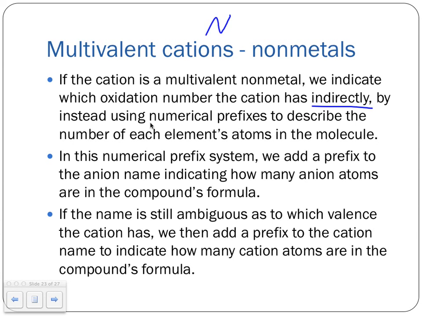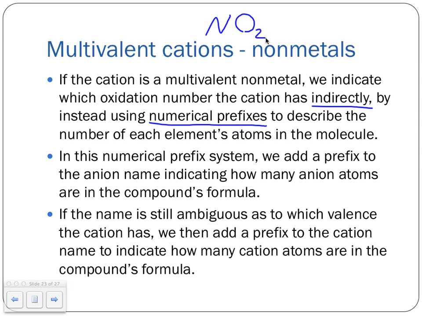Instead, we're going to use a system called the numerical prefix system to describe the number of each element's atoms in the molecule. In this numerical prefix system, we add a prefix to the anion name indicating how many anion atoms are in the compound's formula. If we had an O2 right here, normally if this were not multivalent, it would just be nitrogen oxide. We're going to add a prefix in front of the oxide that tells us how many oxygens, in this case 2 oxygens. So we would say nitrogen dioxide for this right here.